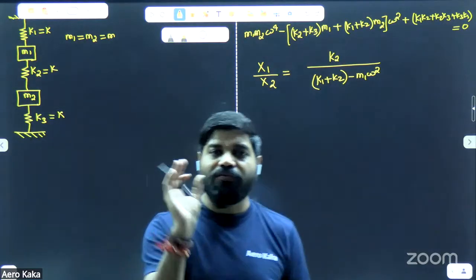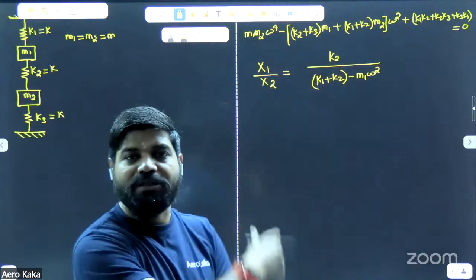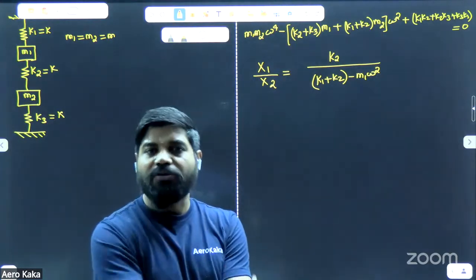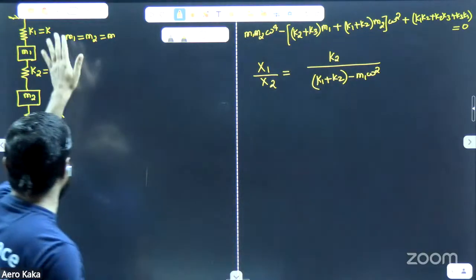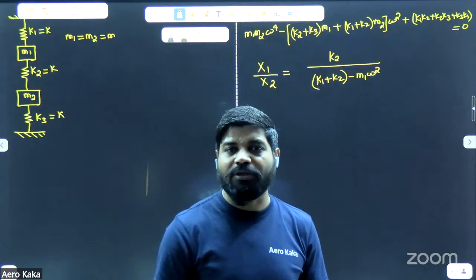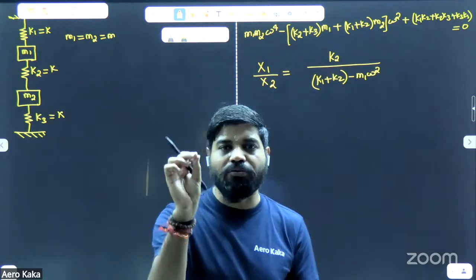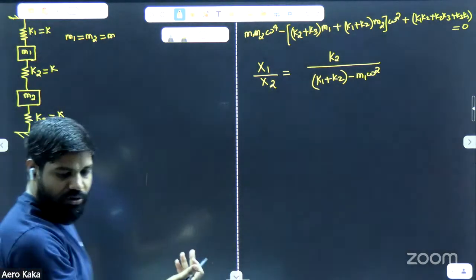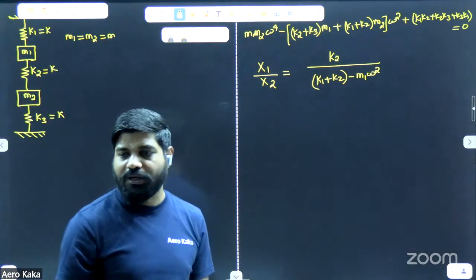Just find out the roots of this particular equation, the frequency equation. Those are nothing but the natural frequencies only. No need to write what the equation of motion is. Is that clear? You are appearing in a competitive exam. It's not academics where you have to write down each and every equation, like the equation of motion of the first mass, the equation of motion of the second mass.